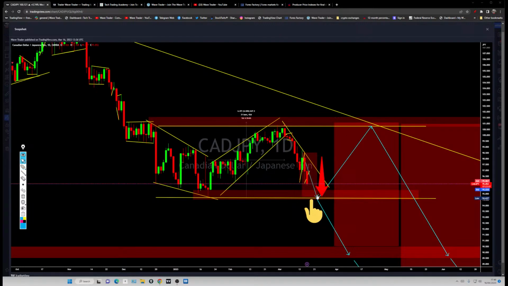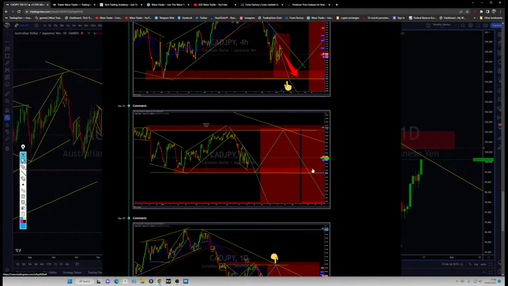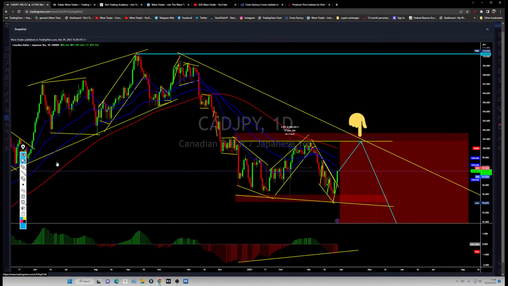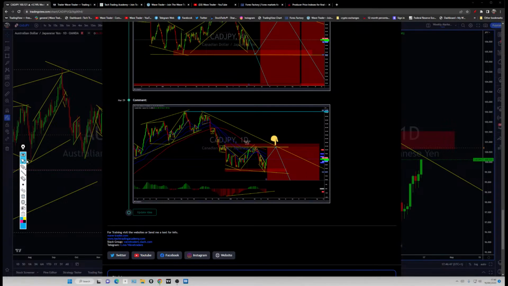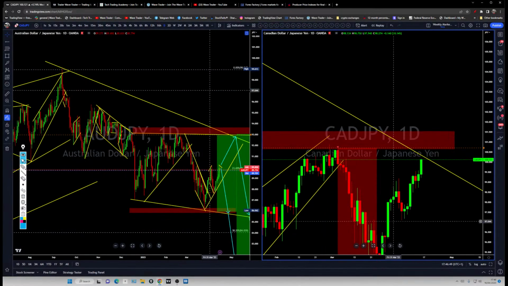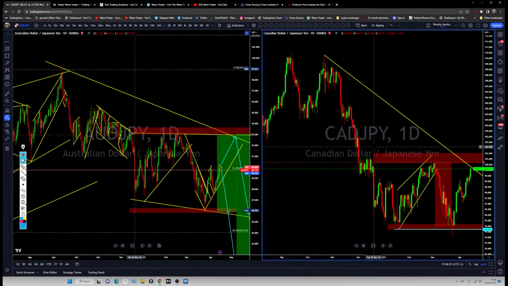Okay, this is the place where we need to pay attention. So what happened after that? Price just simply bounced off. And what is the next place the hand is showing us? We were already aware of where these yen pairs are going. Similar, not just on the CAD Yen pair, across the market.